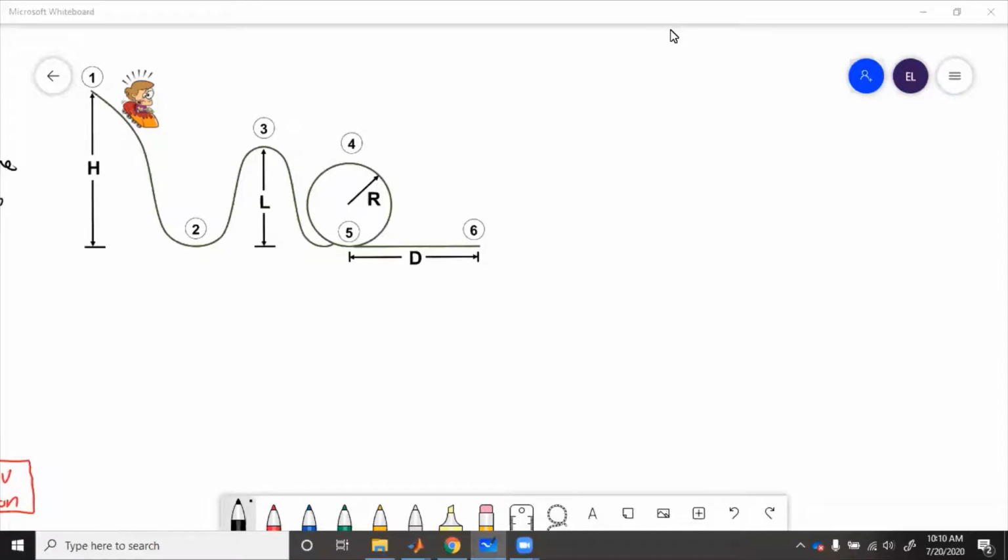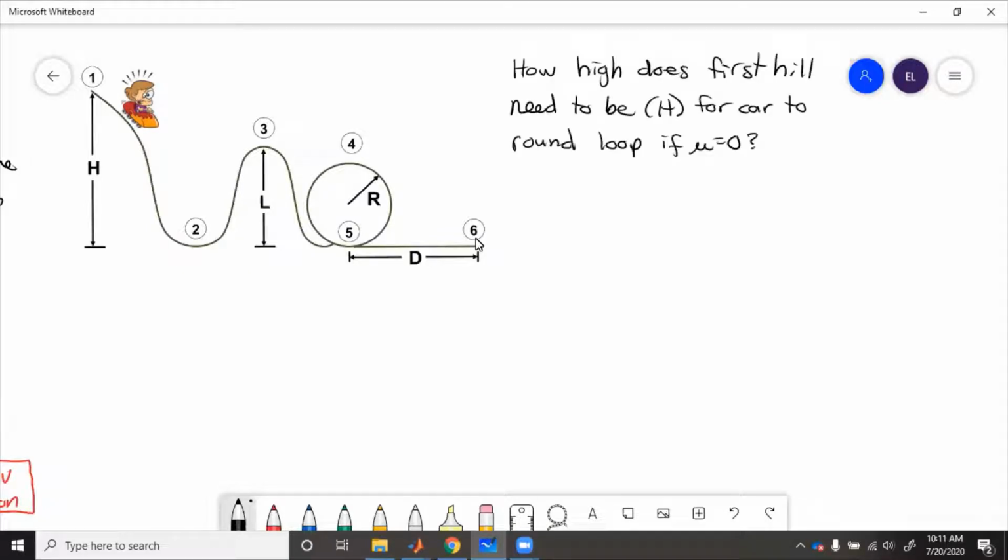Now for this roller coaster, we can see that the car starts at the top of the first hill, point 1. It goes down to point 2, up over the hill at 3, around the loop from 4 to 5, and then it stops at 6. And we want to know, assuming no friction, how tall does that first hill have to be to get the car around the loop?